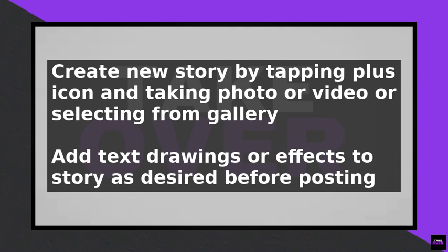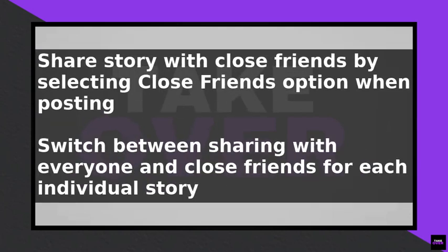This allows you to have more control over who sees each post, and to share different types of content with different groups of people. By using the Close Friends feature on Instagram, you can share more personal or exclusive content with a smaller group of people, while still being able to share more public content with your wider audience. This helps to keep your Instagram stories organized and ensures that you are sharing the right content with the right people.